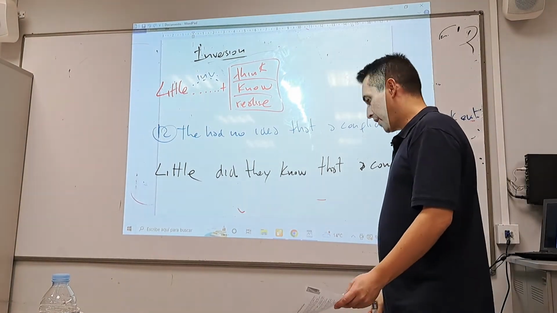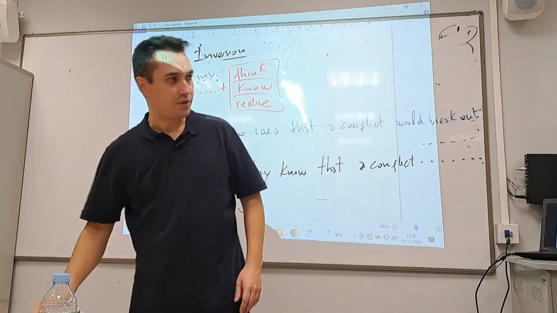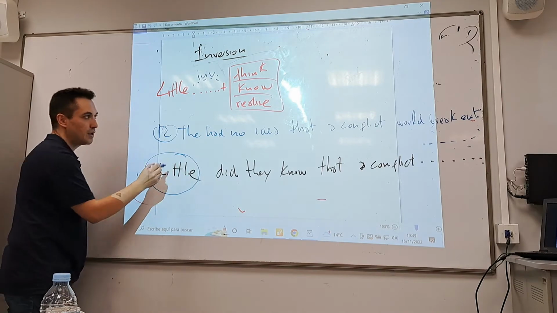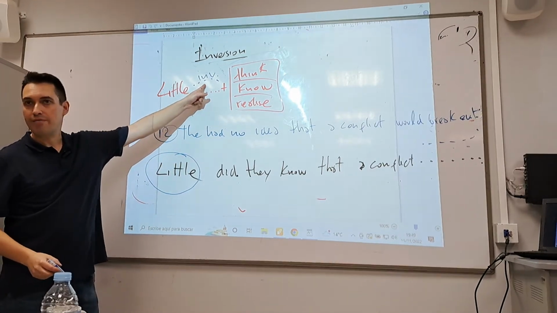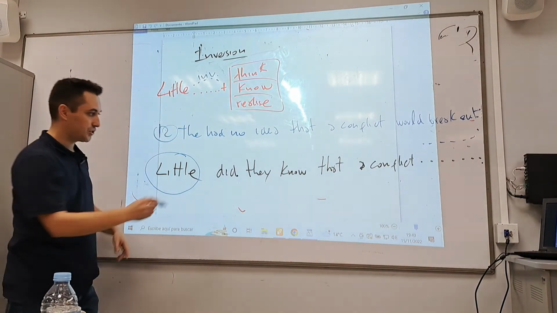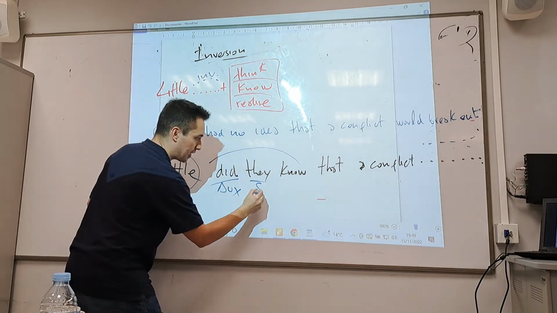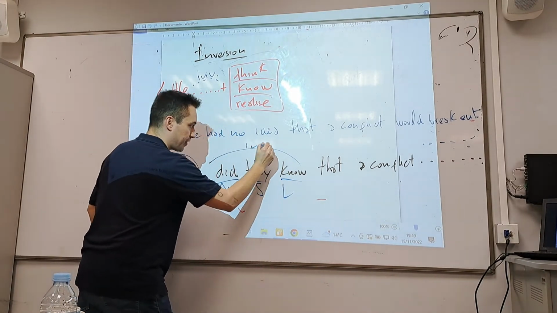Little did they know that a conflict would break out. Very good. So, how do you do it? You start with little, then after little, what do you have? An inversion. Did they know? Have a look at this. Auxiliary, subject, verb. This is an inversion.